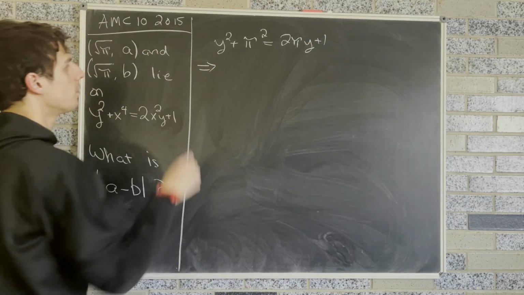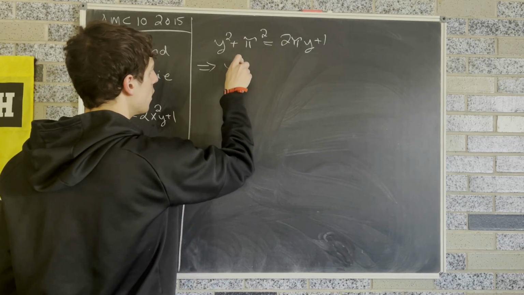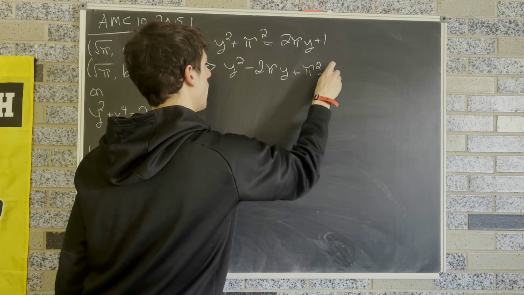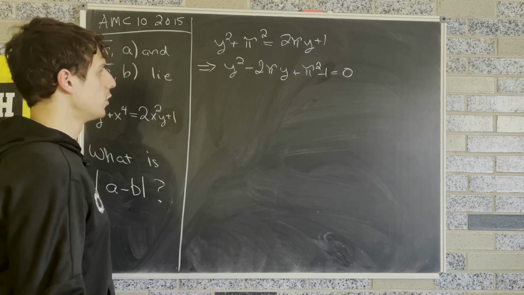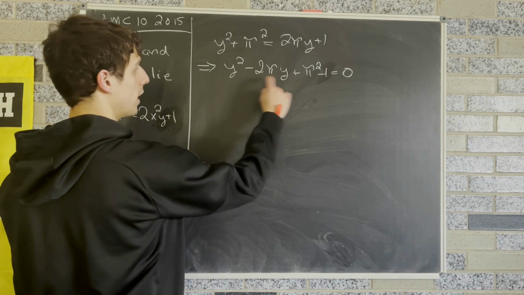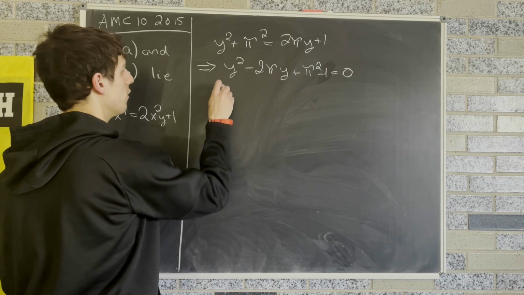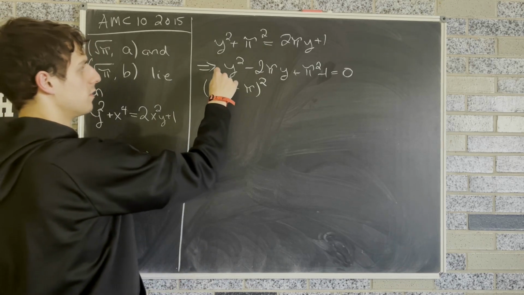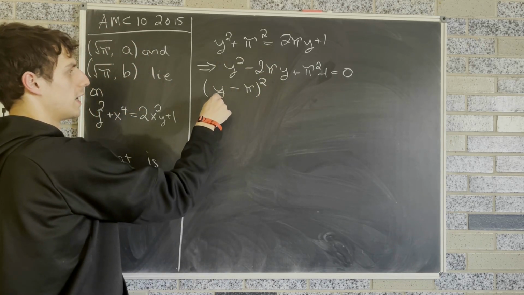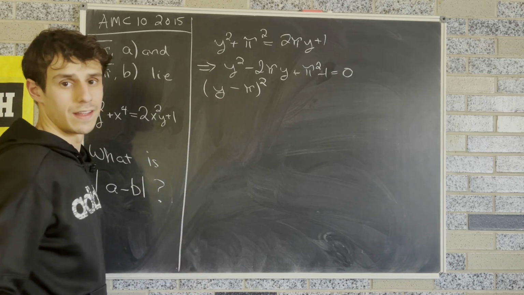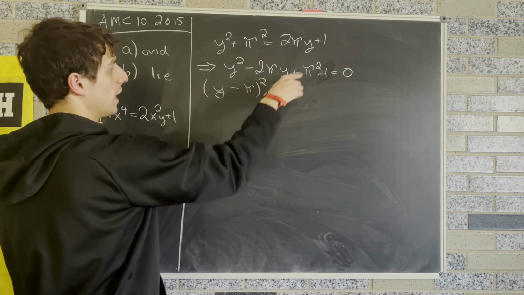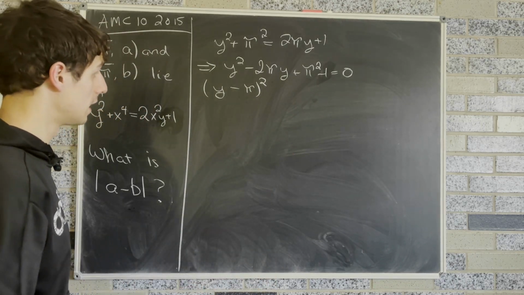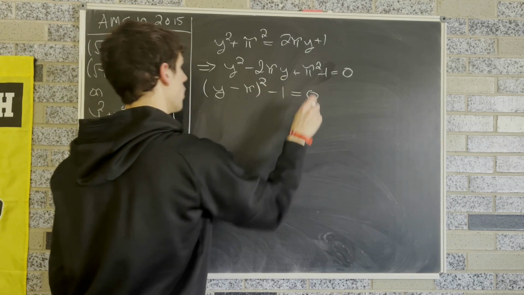So from here, we can rearrange this to get y squared minus 2 pi y plus pi squared minus 1 is equal to 0. What we can do is look at this and see that we have a difference of squares here of y and pi. So we have y minus pi all squared, and that gives us these three terms. We'll have y times y, that's y squared, y times minus pi, that's minus pi y, times minus pi again, that gives us this minus 2 pi y, and then we have minus pi times minus pi, which gives us plus pi squared. And then we have this minus 1 on the end.